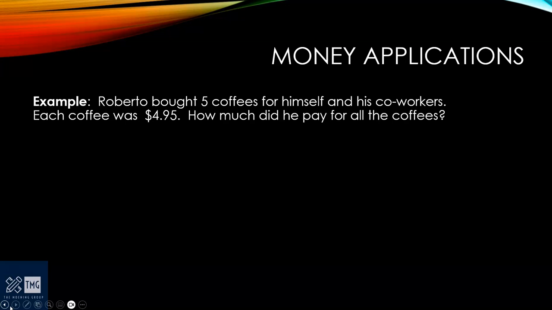Let's do the next one. Roberto bought 5 coffees for himself and his coworkers. Each coffee was $4.95. How much did he pay for all of the coffees? Now you really could do this two different ways. We know he bought 5 coffees at $4.95 apiece, so you could add that number 5 times, or you could say $4.95 times 5 coffees, and we could multiply.